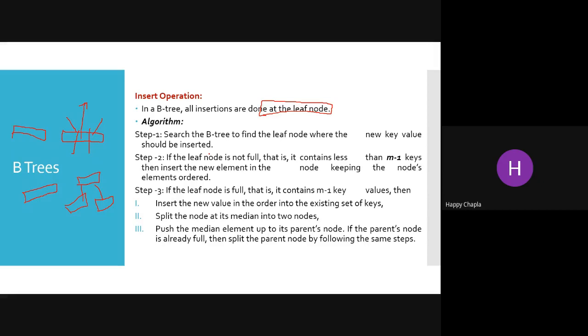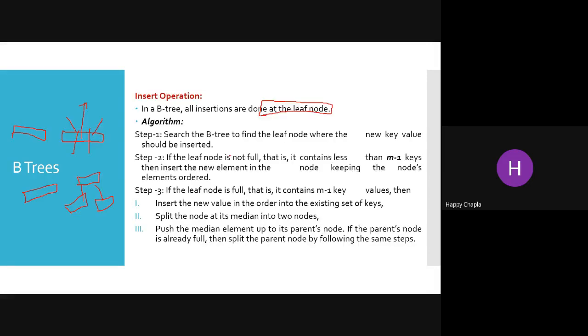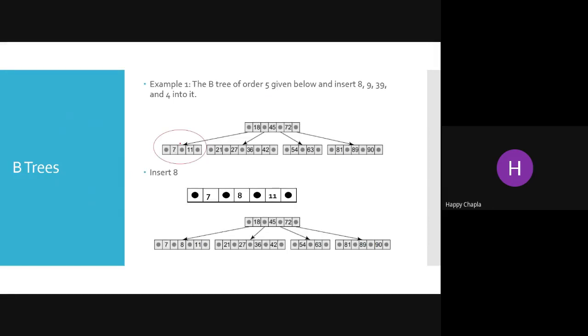inserted. Okay, you have a tree available and you want to insert something into it. This is the tree, right? The B tree, and you want to insert something into the tree. Okay, we are just trying to do that. Now step number 1, you have to search for the particular location, right?